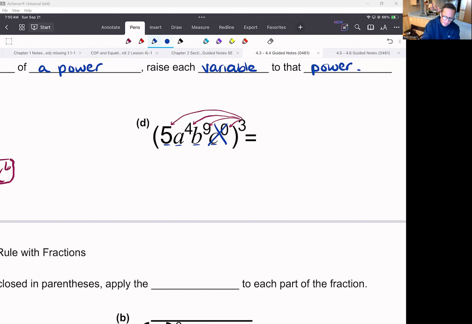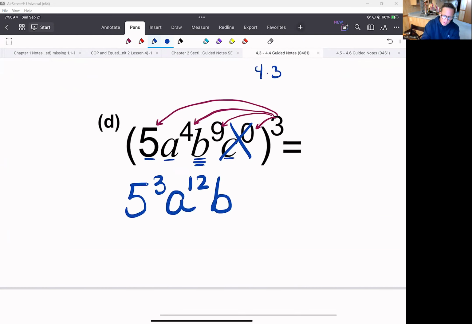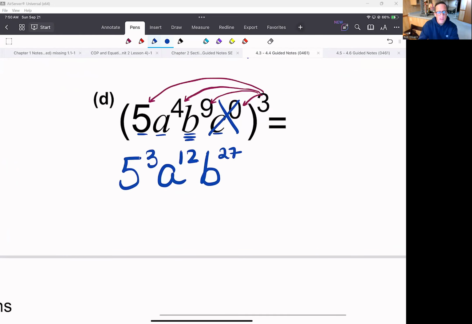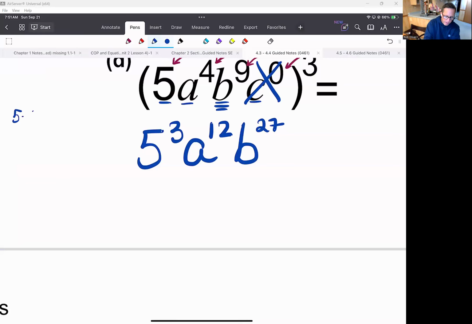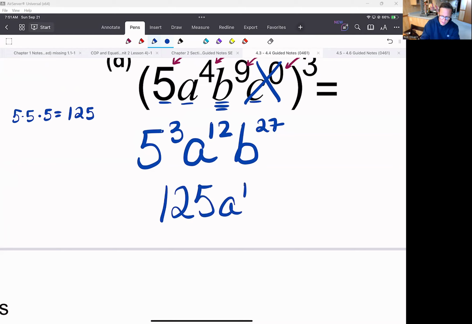So what do we have? We have 5 cubed. a to the 4th cubed is going to be 4 times 3, which is 12. We have b to the 9th cubed, which is going to be 27. And we already took care of the c. So that's it. And we could probably deal with that 5 cubed. Now 5 cubed is just 5 times 5 times 5, right? 5 times 5 is 25, and 25 times another 5 is 125. So this all comes out to 125, a to the 12th, b to the 27th.